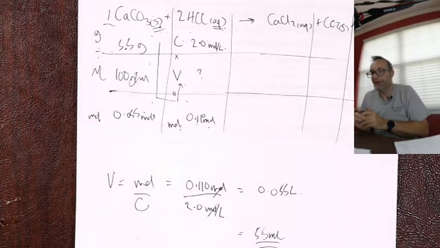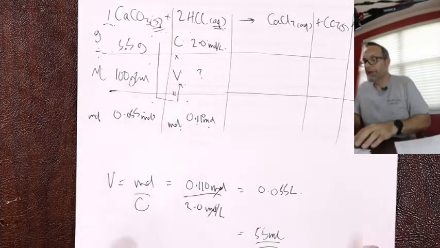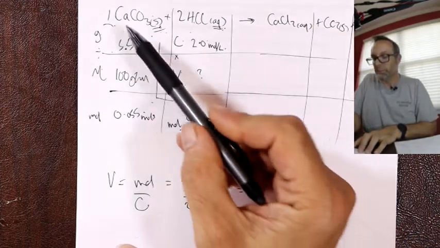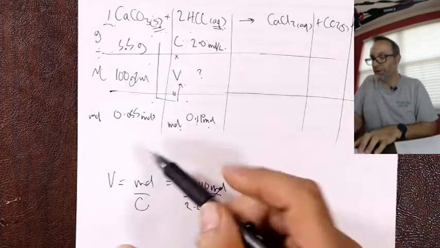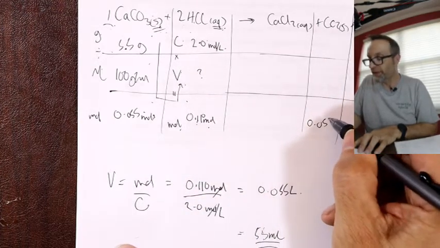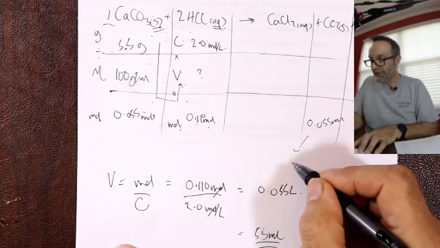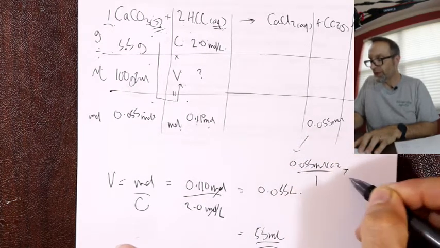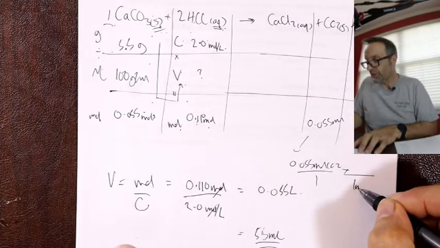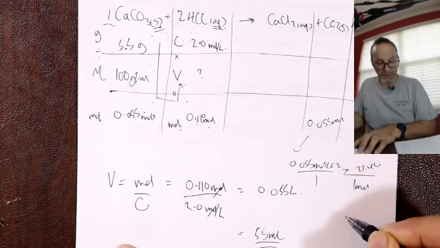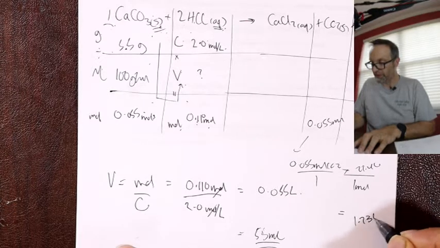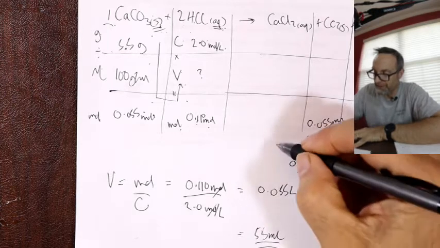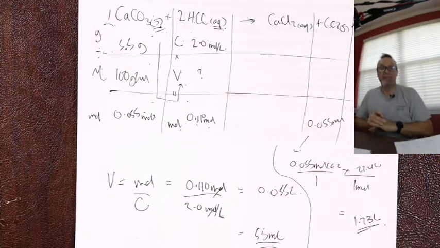Now then, are we done? Not quite. It also says what volume is CO2. If we look here, 1 reacts with 2 to make 1, 1, and 1, so I'm going to have 0.055 moles here. Real quick on the side, 0.055 moles CO2 times, at STP, of course, 1 mole per 22.4 liters. What do I get? 1.23 liters. Okay, there we go. Hopefully that makes sense.